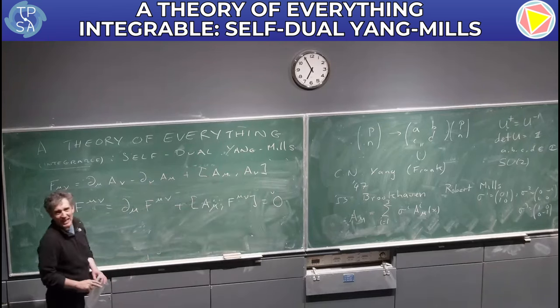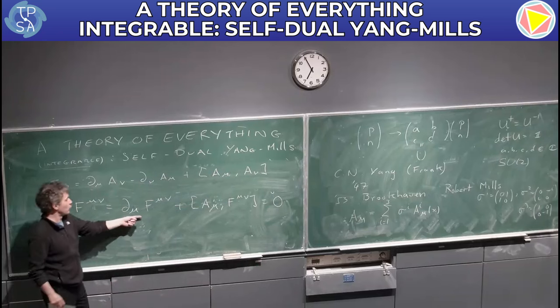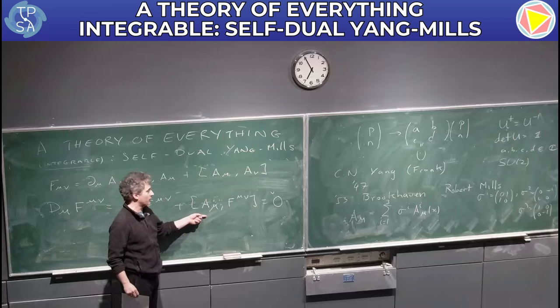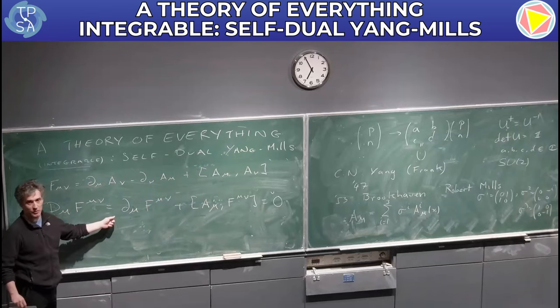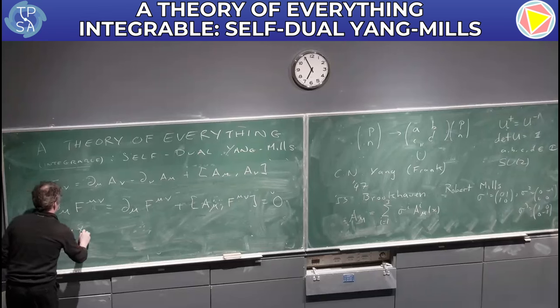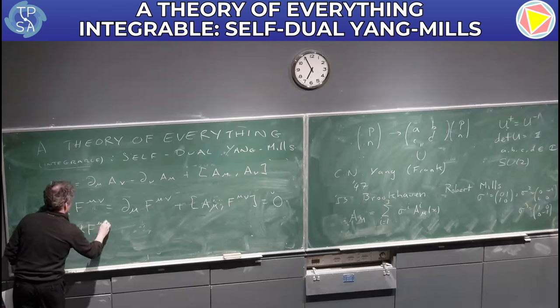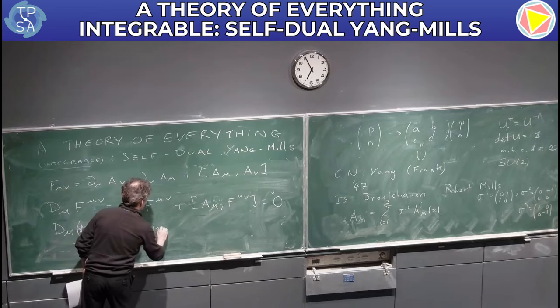Again, this is called the covariant derivative, and it's the usual derivative plus an extra term that has this commutator in it, and I set this to zero. This is the Yang-Mills equation. It's also true that this is the Bianchi identity.